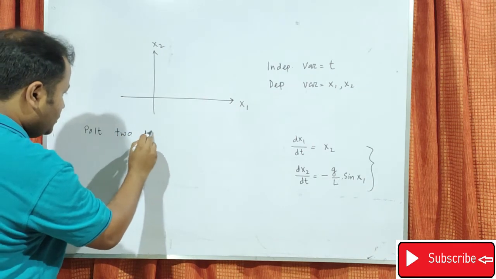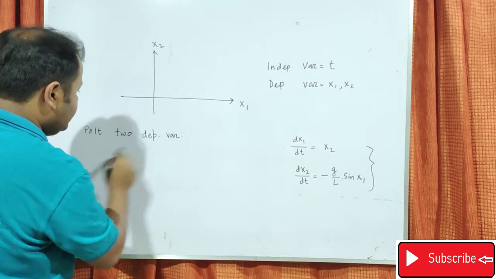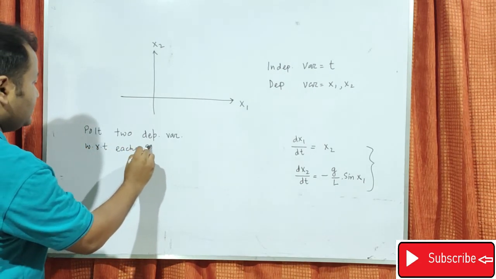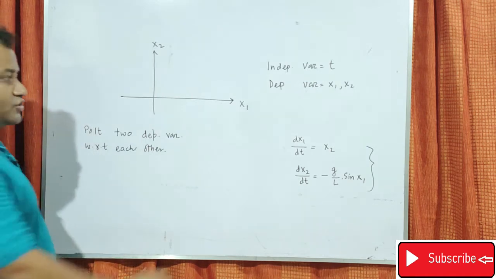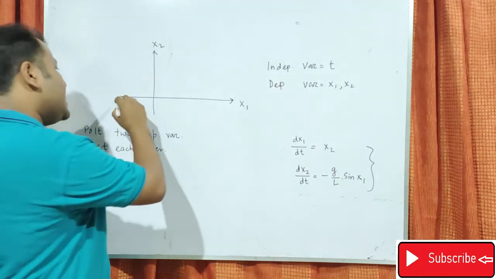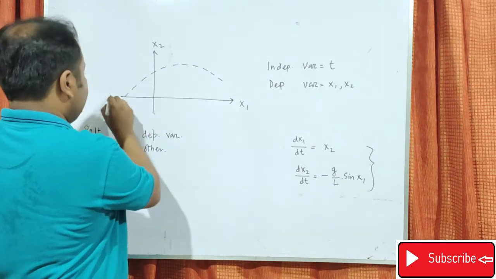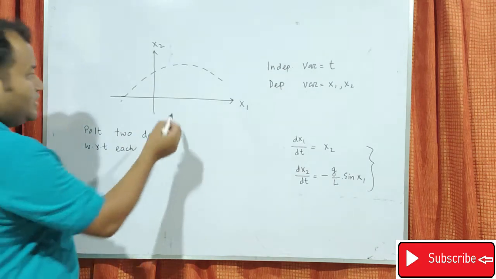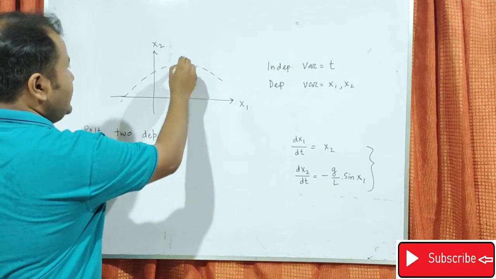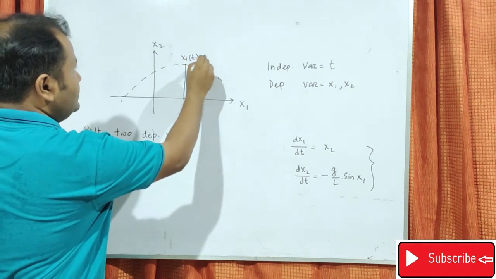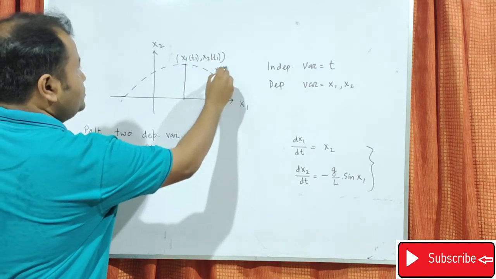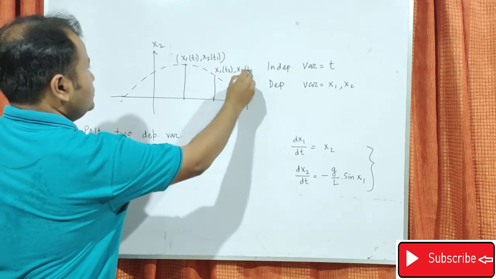two dependent variables with respect to each other. Okay, so there is no role of t directly. So we have plotted x1 and x2 axis, and maybe there is some plot like this. Okay, so if this one is this point, so this point is say x1 t1, x2 t1. This point is say x1 t2, x2 t2, and so on.